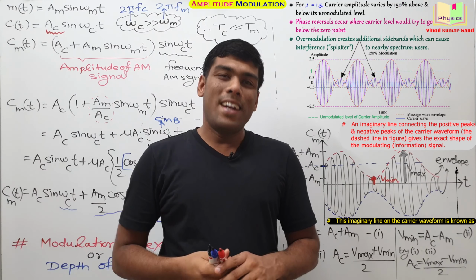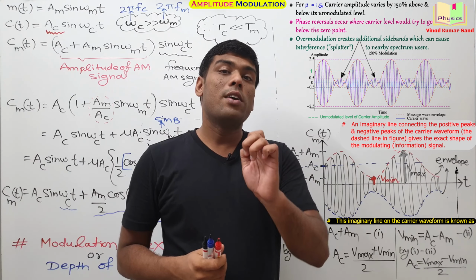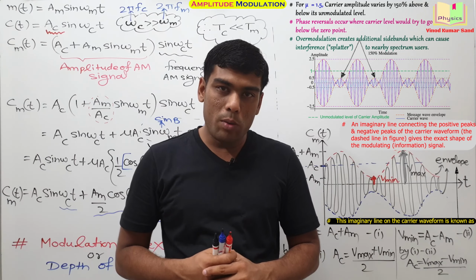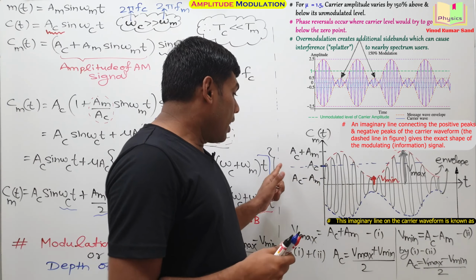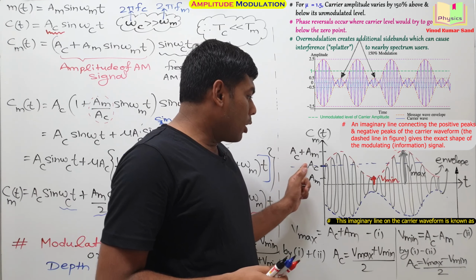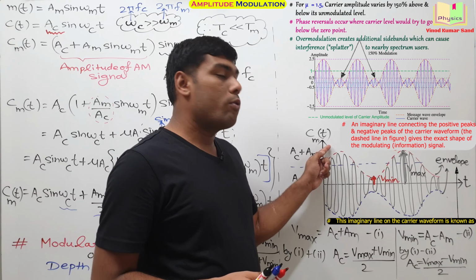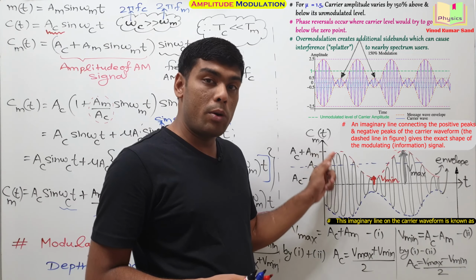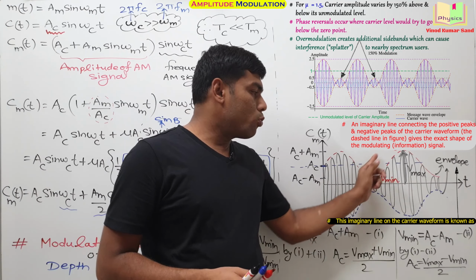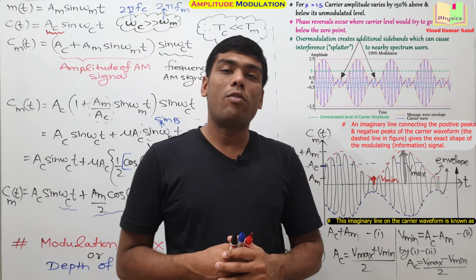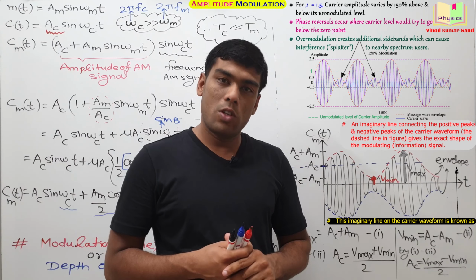Got it? Now let's talk about the last case of modulation, over modulation. We consider, let's say, mu is equal to 1.5 or 150% modulation. It means what? Above the unmodulated level of the carrier Ac, the amplitude of the carrier will vary by 150% above and below. So this time the envelopes will cross, and when the envelopes cross, there will be distortion in the message signal.